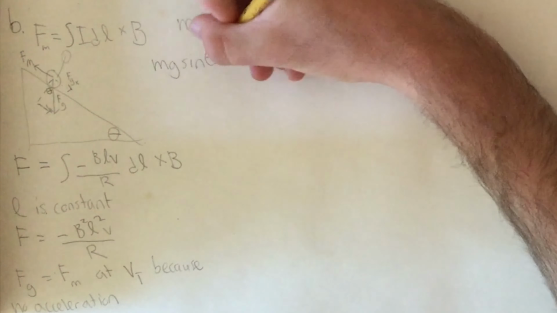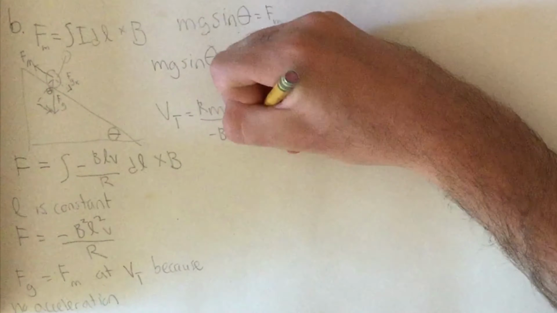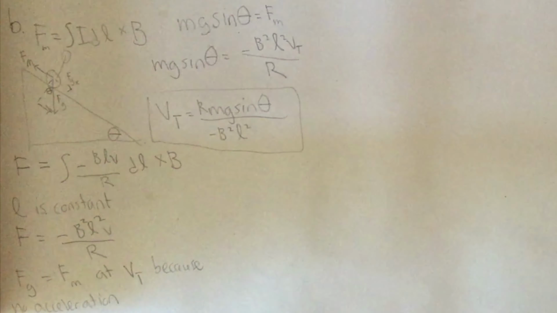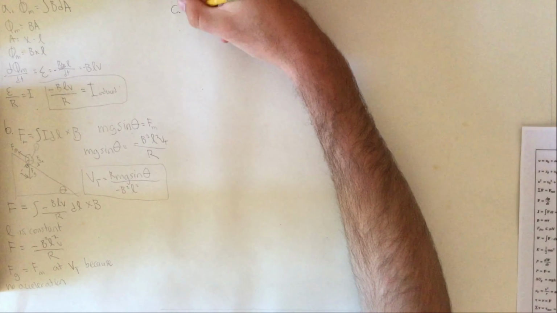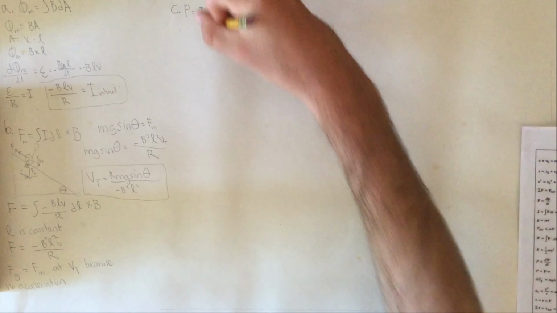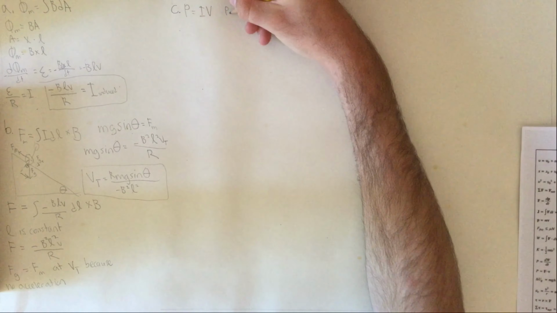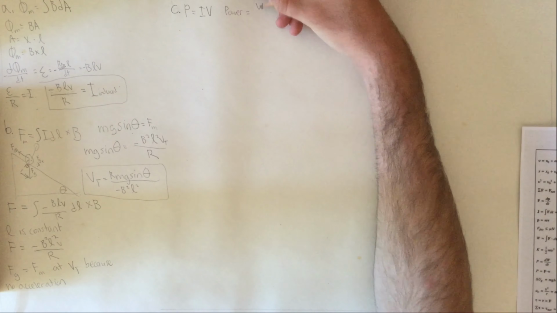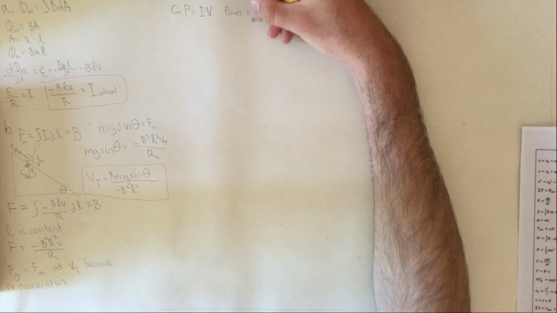Here we go. Our final answer, folks: mg sine theta times the resistance over the magnetic field squared times the length of the bar squared. Moving on to question number 3, determine the rate at which energy is being dissipated in the circuit when the bar has reached its constant final speed.